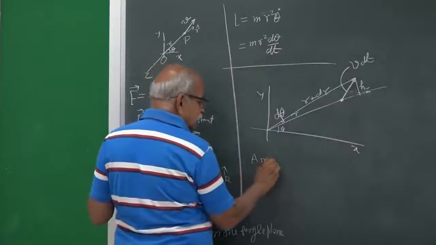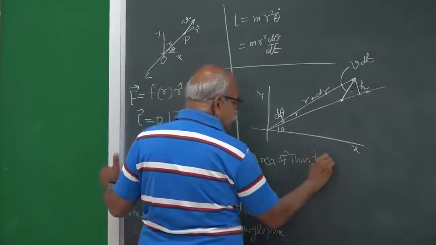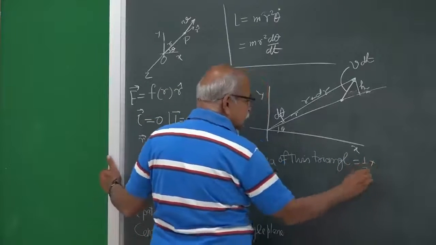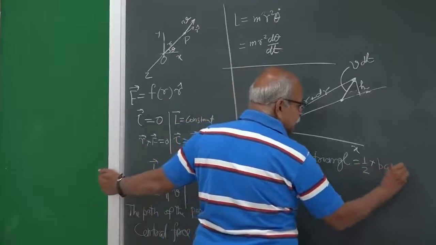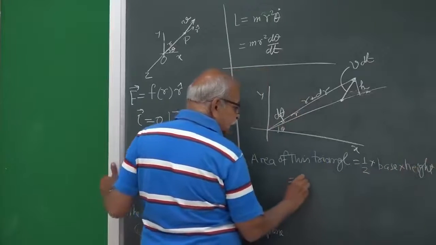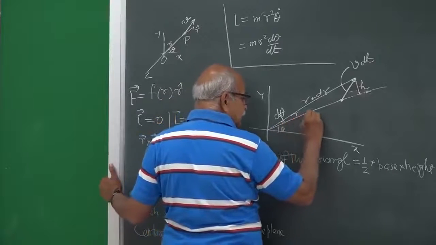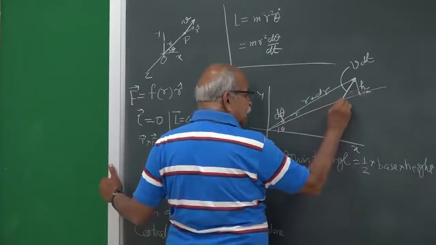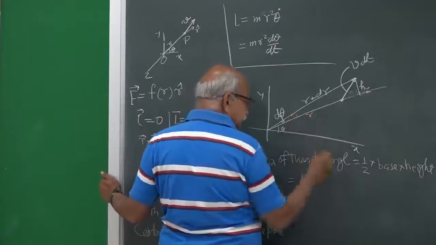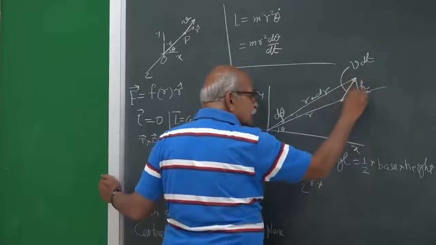Area of this triangle is half into base into height. Here, this is the base, one side on which you drop the perpendicular from the third vertex. So, this is base. So, base is r, and height is this one.